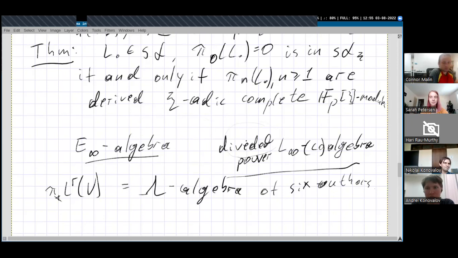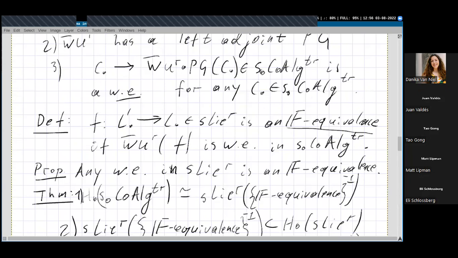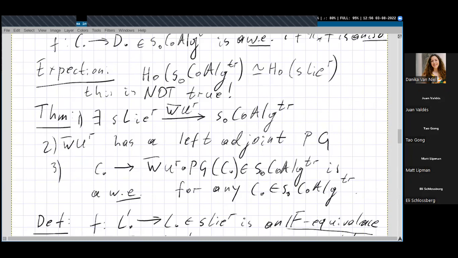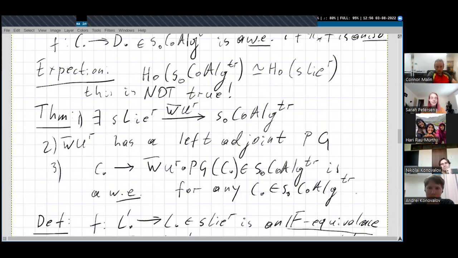Cool. Any other questions? I guess I just have a question. When you said the expectation that simplicial coalgebras have something to do with simplicial Lie algebras, yeah, that was the expectation. What ended up being the replacement?